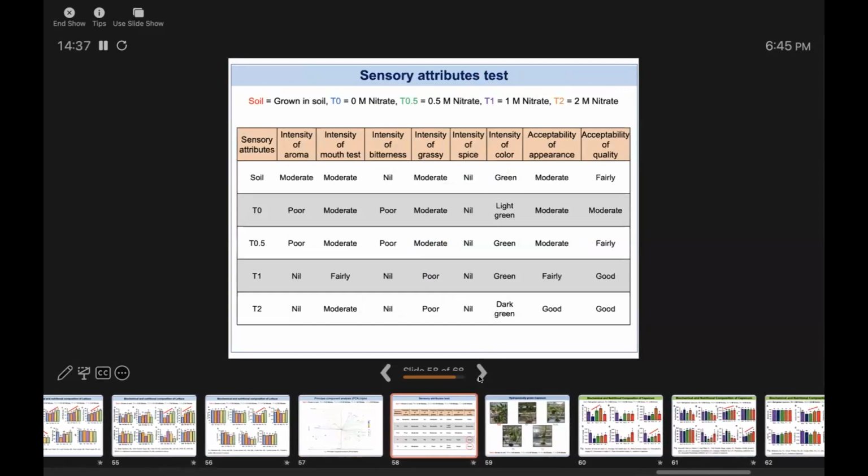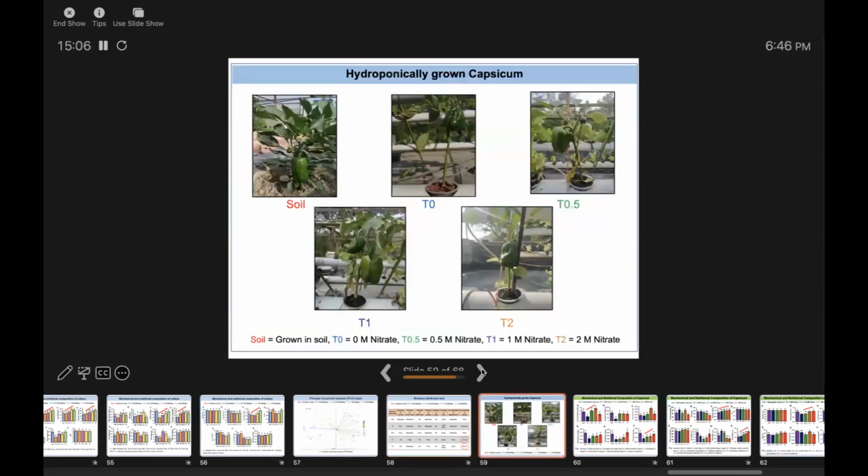And we also had some sensory attributes data. We found that 1 molar and 2 molar nitrate supplementation can give good results, and it is better in some particular points like bitterness, mouth taste, aroma, color, appearance, and overall acceptance. So the hydroponically grown lettuce also performed better in comparison to the soil grown. And the biochemical and nutritional composition was also almost comparable.